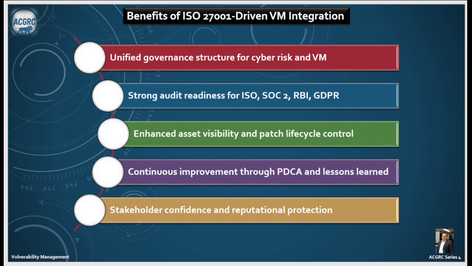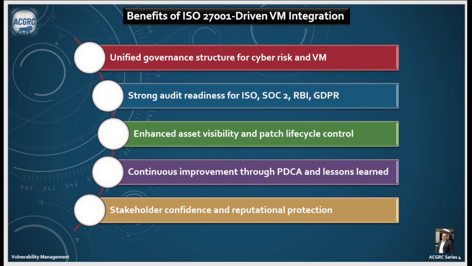Next benefit is improved coordination between teams. What it means? Well, ISO 27001 promotes assigning clear roles and responsibilities. When applied to VM, it ensures IT, security team, DevOps team, and leadership know their part in finding and fixing these vulnerabilities. Benefit: faster remediation and fewer gaps due to miscommunication or unclear ownership.